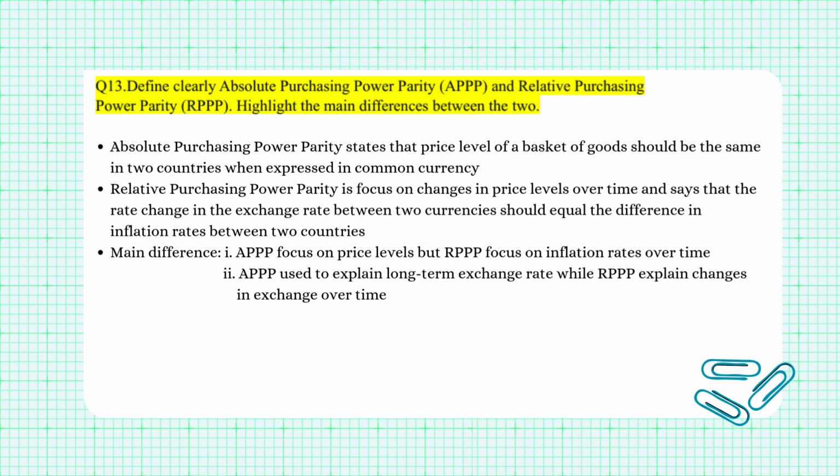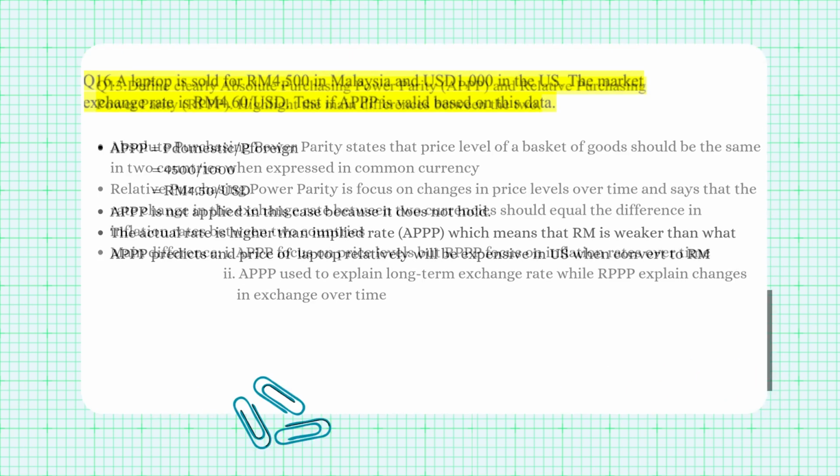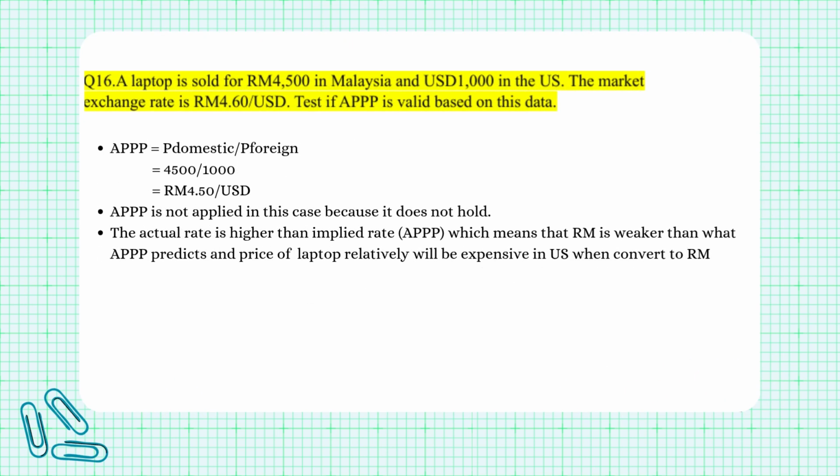And absolute purchasing power parity is used to explain long-term exchange rates, while relative purchasing power parity explains changes in exchange rates over time. If absolute purchasing power parity is valid based on this data. So for APPP, the formula is price of domestic over price of foreign. So for this example, we take 4,500 divided by 1,000 and we will get RM 4.50 to 1 USD. Absolute purchasing power parity is not applied in this case because it does not hold.